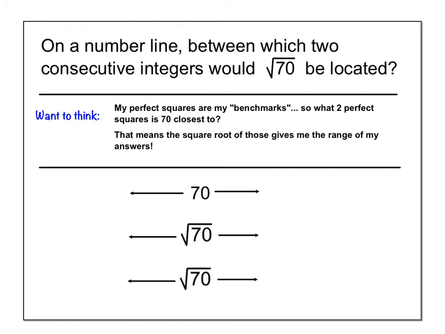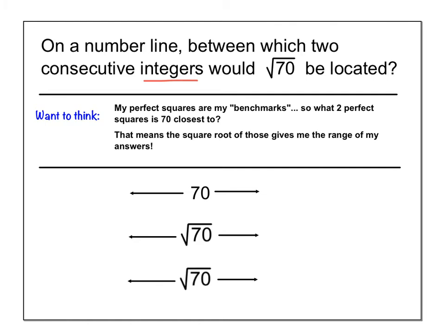So let's look at an example: on a number line, between which two consecutive integers would the square root of 70 be located? We're seeing some familiar vocab here with the word integers, which, remember, is positive and negative whole numbers. So between what two whole numbers, positive or negative, would the square root of 70 be? You want to be comparing the number to the closest perfect squares, because remember that's what we're using as our benchmarks. And that means the square roots of those would give me the range of my answers.